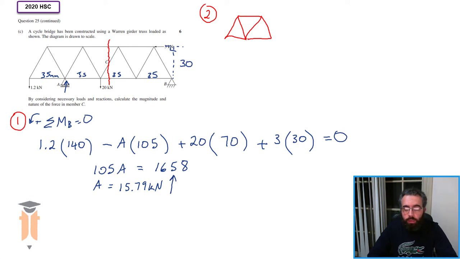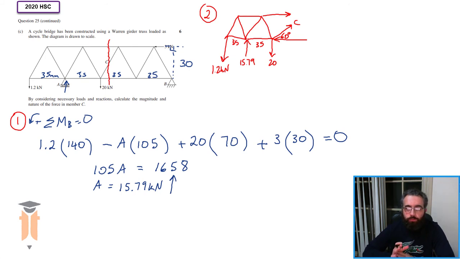Now the members that have been cut become forces. So this becomes a force. This is my C, that becomes a force, and this thing here also becomes a force. I've got 1.2 kilonewtons going down here. I've got the force at A, which we found to be 15.79, and I've got the 20 coming down here. Now, if you were to get a protractor and measure the angle, this angle here is 60 degrees. We've got 35 here and 35 here.